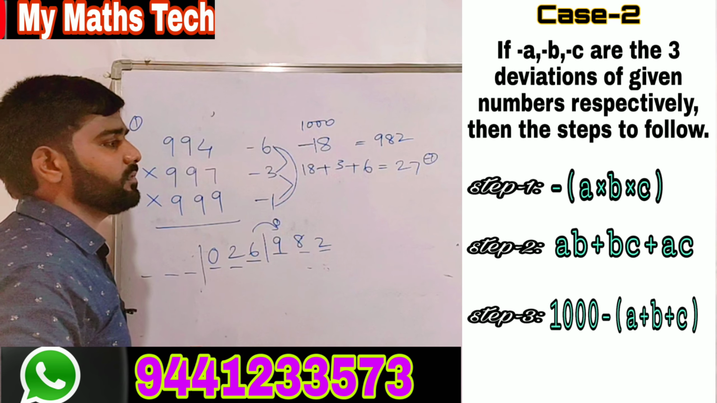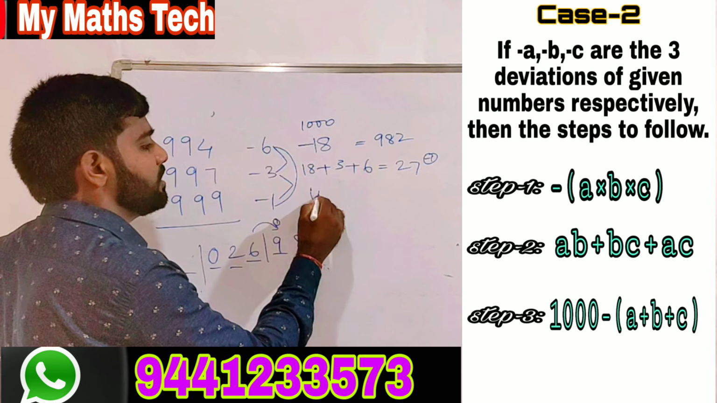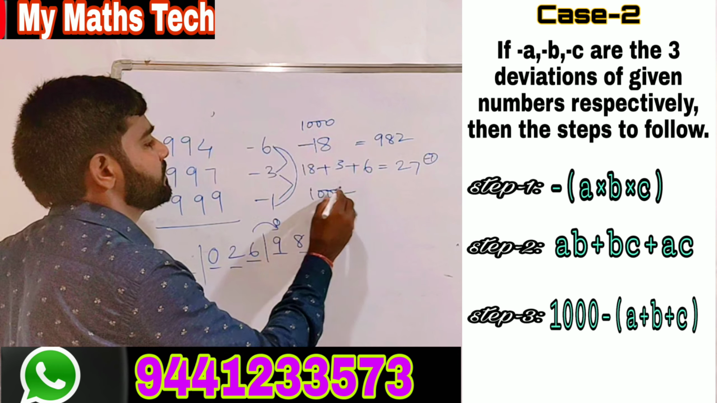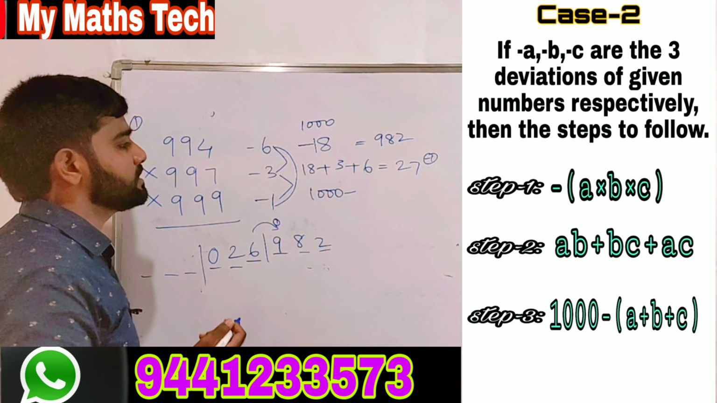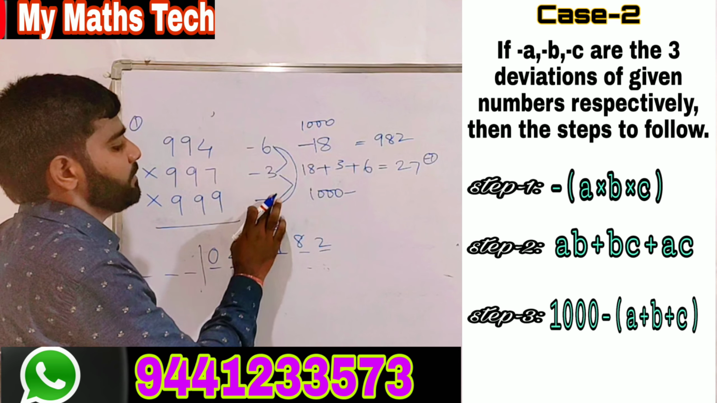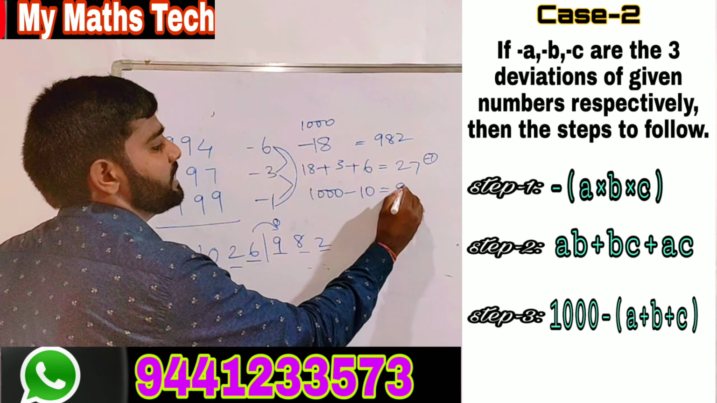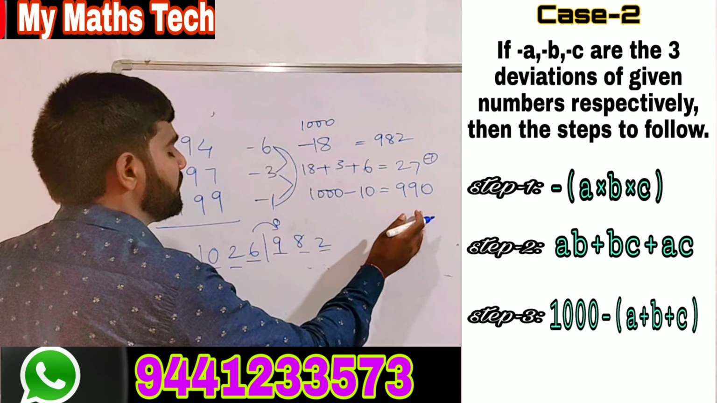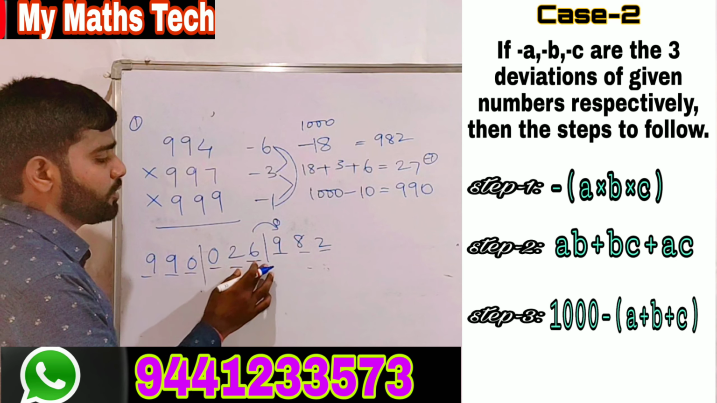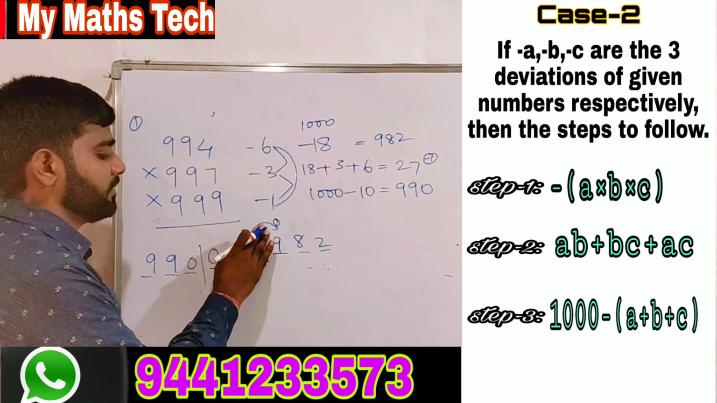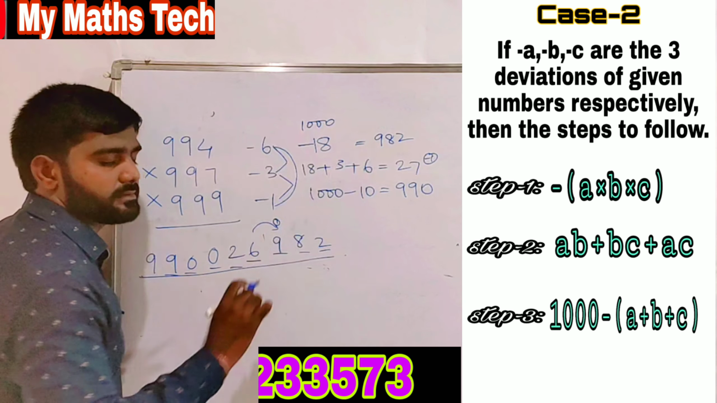And in the last step we have to subtract all the deviations from 1000. Yes, 1000 minus all the deviations, because all are negative deviations, we have to subtract them from 1000. 6 plus 3 is 9, plus 1 is equal to 10. So 1000 minus 10 is equal to 990. So therefore the answer is 990026982. So this is the answer.